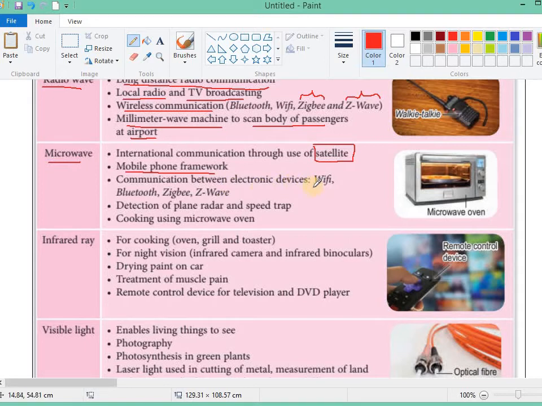Communication between electronic devices uses Wi-Fi, Bluetooth, ZigBee, Z-Wave. Microwaves are also used for detection of planes by radar, and for speed tracking. This one, the plane radar, is like this. Let's say there is an aeroplane.